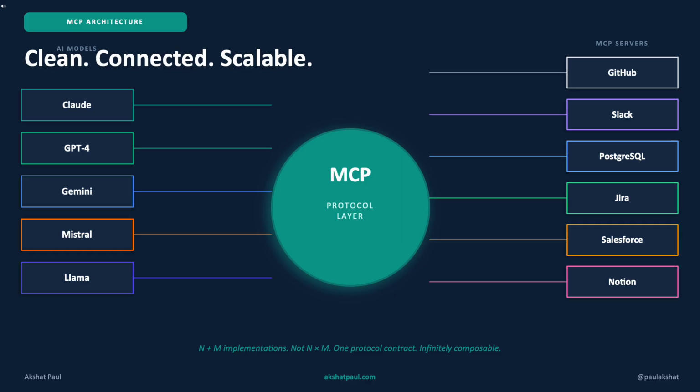It connects to the MCP layer and gains access to everything that's already there. This is what n plus m looks like instead of n times m. Clean, scalable, composable. And the protocol itself? It's built on JSON-RPC with three core primitives: tools for executable actions, resources for read-only data access, and prompts for reusable workflow templates. But we'll go deeper on those in a future episode. For now, just appreciate how different this is from the chaos we just walked through.